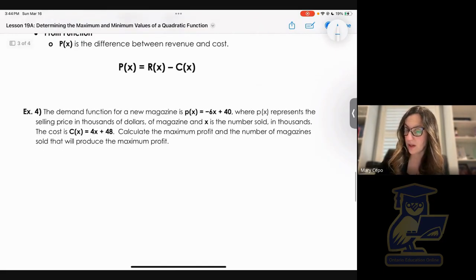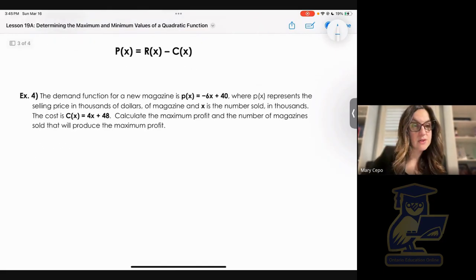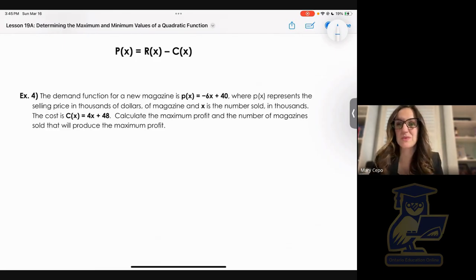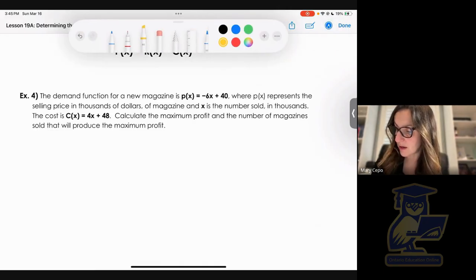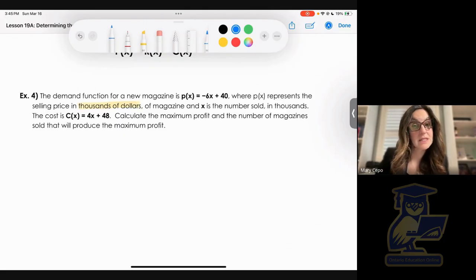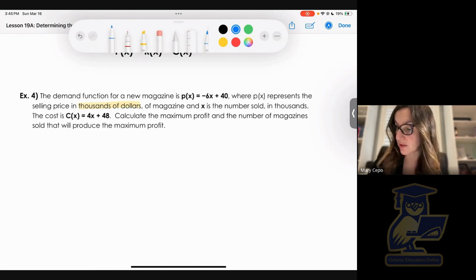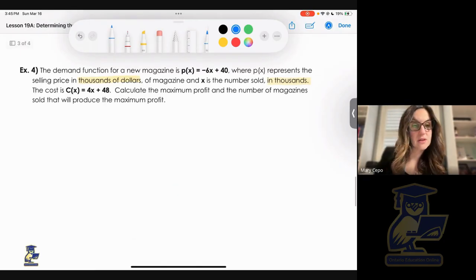Okay, so looking at example 4, we have the demand function for a new magazine is lowercase p at x, which is equal to negative 6x plus 40, where p(x) represents the selling price in thousands of dollars. I really want to highlight that because whatever we determine, we need to make sure we multiply by 1,000. So for x magazines sold, again, 1,000. That's very, very critical. Highlight that. The cost is C at x, which is 4x plus 48.